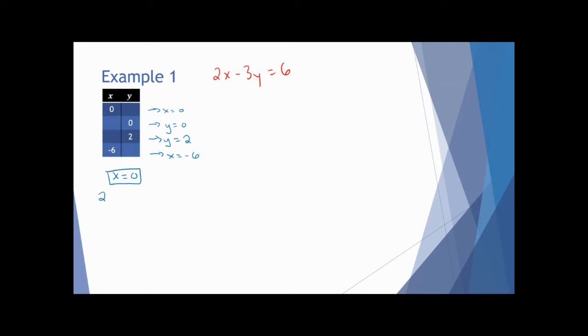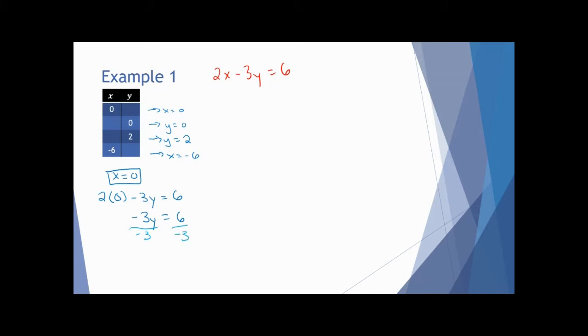So I'm going to replace x in our equation with 0. So that gives us 2 times 0 minus 3y equals 6. So 2 times 0 is 0. So that gives us minus 3y equals 6. So to solve this, we are going to divide both sides by negative 3.